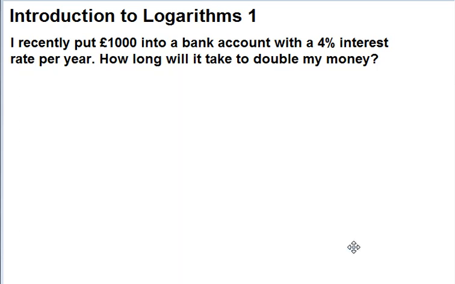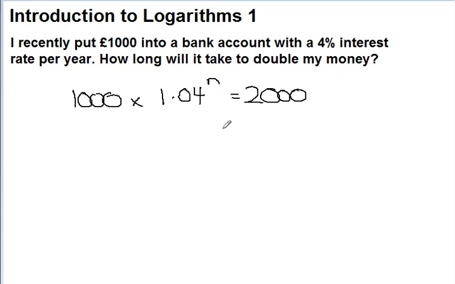So what I'm going to do is derive an equation for this problem. I start off with £1,000 in my account, and a 4% increase is 1.04. But because I don't know how long it's going to take, I'm going to use algebra. I'm going to use the letter n for the number of years, or amount of time. And after that amount of time, I should have £2,000 in my account. Now I can simplify this equation by dividing both sides by 1,000, and I get 1.04 to the power n equals 2. Still, even though I've derived an equation, what value of n is going to give me an answer of 2?